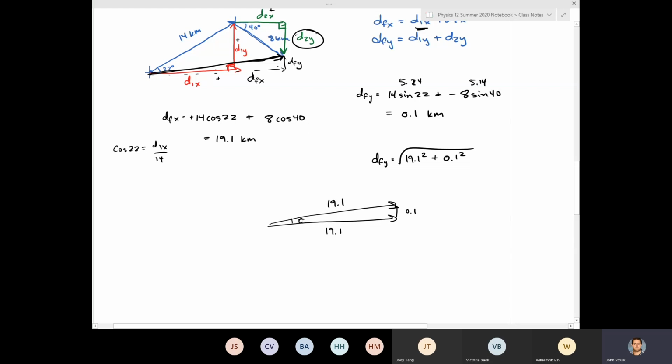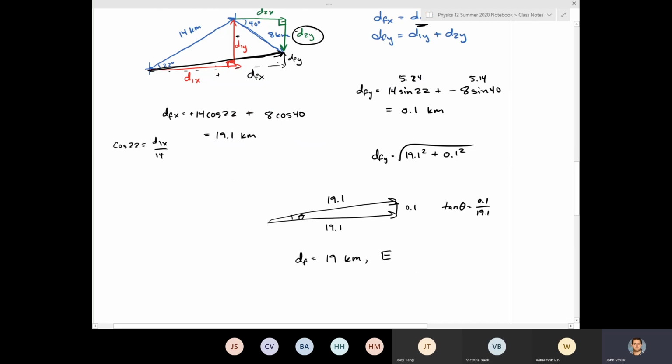Okay, so technically I'll just solve it. DFY is 19 kilometers. I can drop the 0.1 because it's whatever. And then to find that angle, I'm going to go tan. So tan theta is 0.1 over 19.1. So it's going to be very, very small. Yeah, that's nothing. Yeah, 0.3 degrees. So I'm just going to say east.